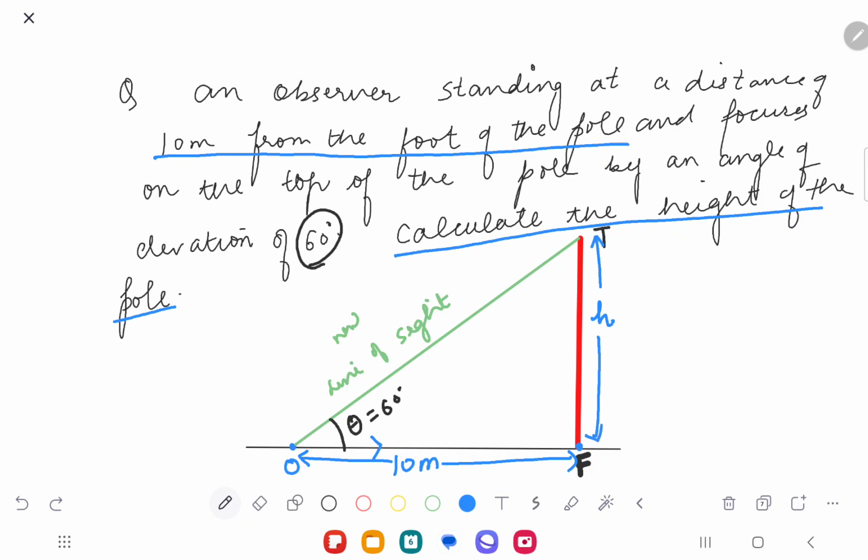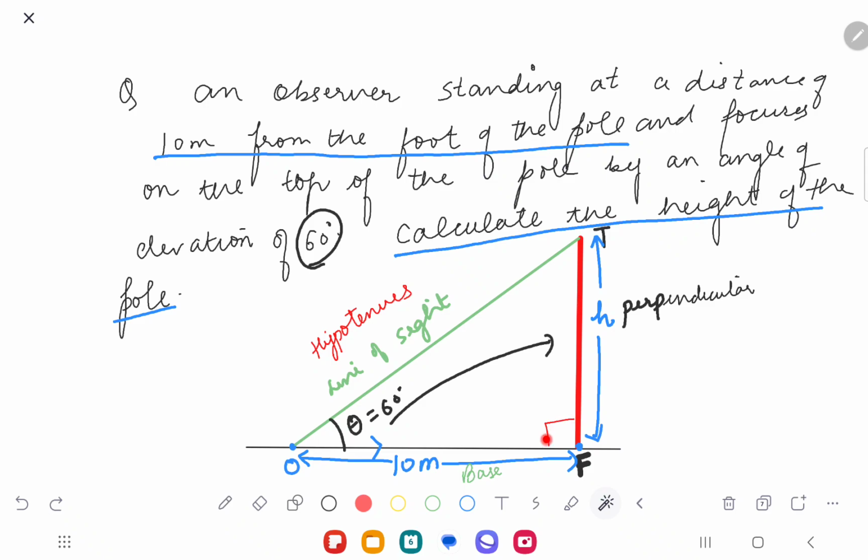Now, how do I remember the ratio? I know that I have to calculate the height, and the base distance I know. So h, in this triangle, right in front of theta is my perpendicular. And this shall be my base. And the green line, the new line of sight, is going to be my hypotenuse, because the hypotenuse is the side which is right in front of the 90 degrees.